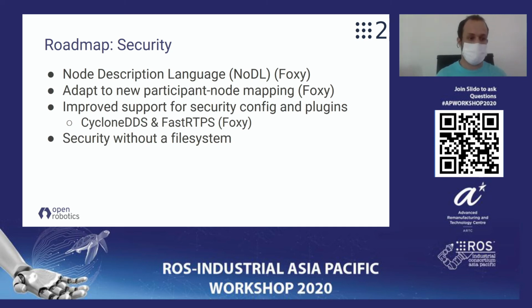In terms of security, there's a node description language, which basically describes the interface of how the node's components communicate to other nodes. And this is not only for security, it also helps for other things. Security also had to adapt to the new participant-node mapping that Foxy introduces. There is improved support for security config and plugins on Cyclone DDS and Fast RTPS. And the security working group is also working on security without a file system for embedded devices. Next.